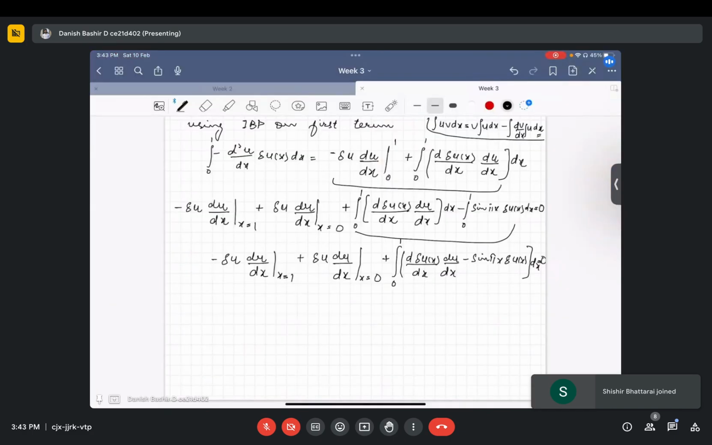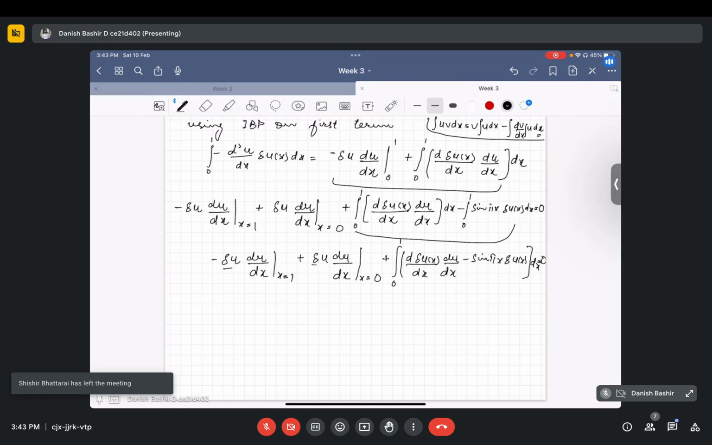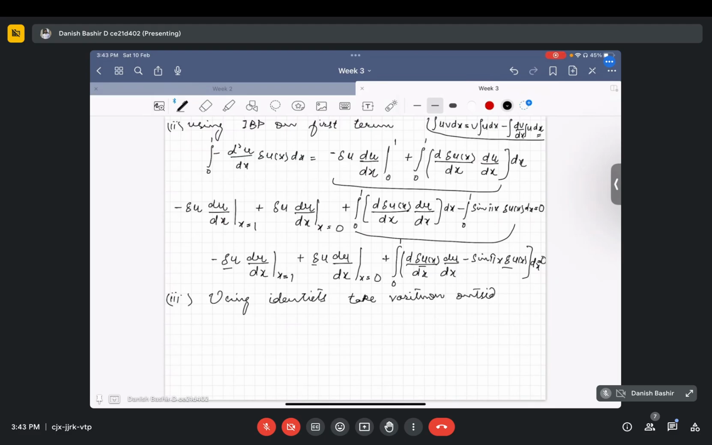Then we have to further proceed like this. We have to use mathematical manipulations to take the variation outside the integral. So the variation is existing throughout the integral. Variation is here, here, here, here. We have to take this variation outside the integral. Third step, okay, this was the second step. Third step is using identities, take variation outside of the integral.